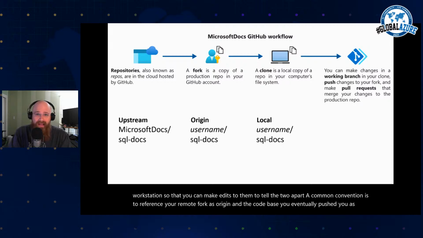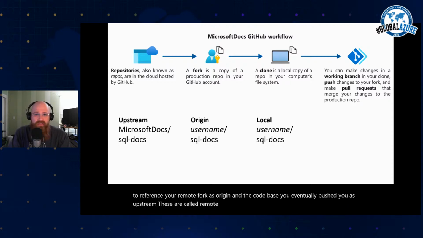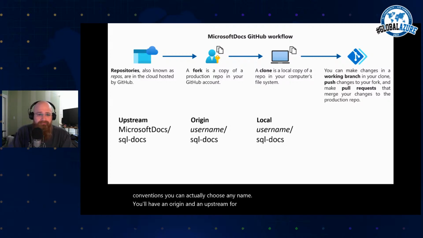These are called remote names, or remotes, and these are just the common naming conventions. You can actually choose any name. You'll have an origin and an upstream for each repo you work in.